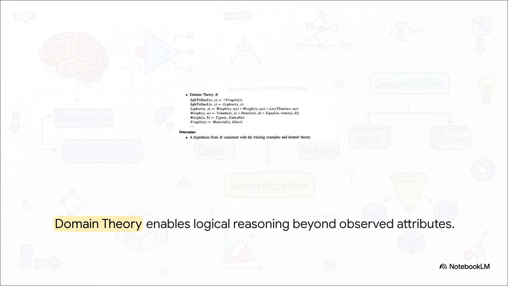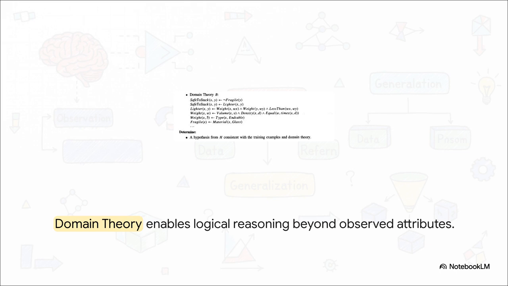Well, here is where the magic happens. We introduce domain theory B. These are prior knowledge rules. Think of rules like, it's safe to stack if the bottom object isn't fragile. This allows our system to logically reason way beyond just surface-level observations like colors or shapes.